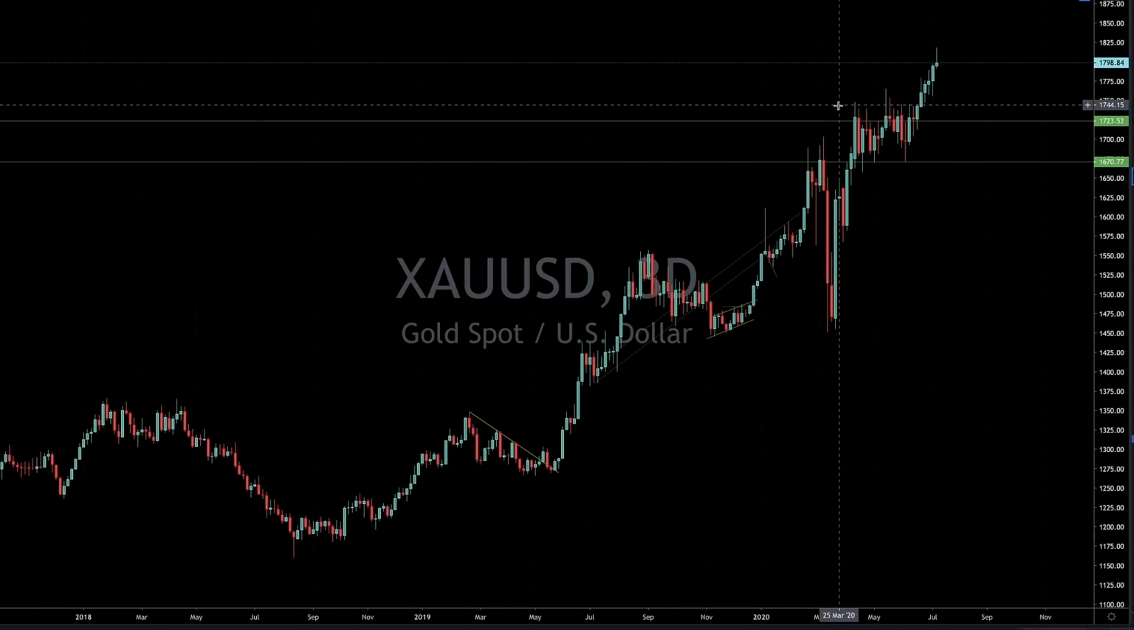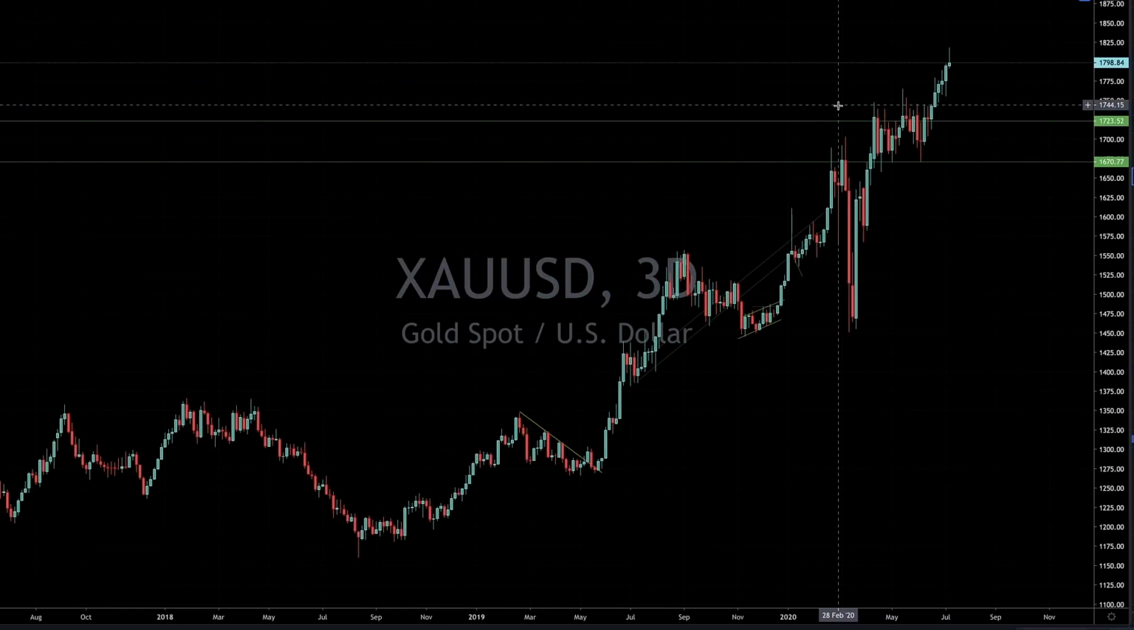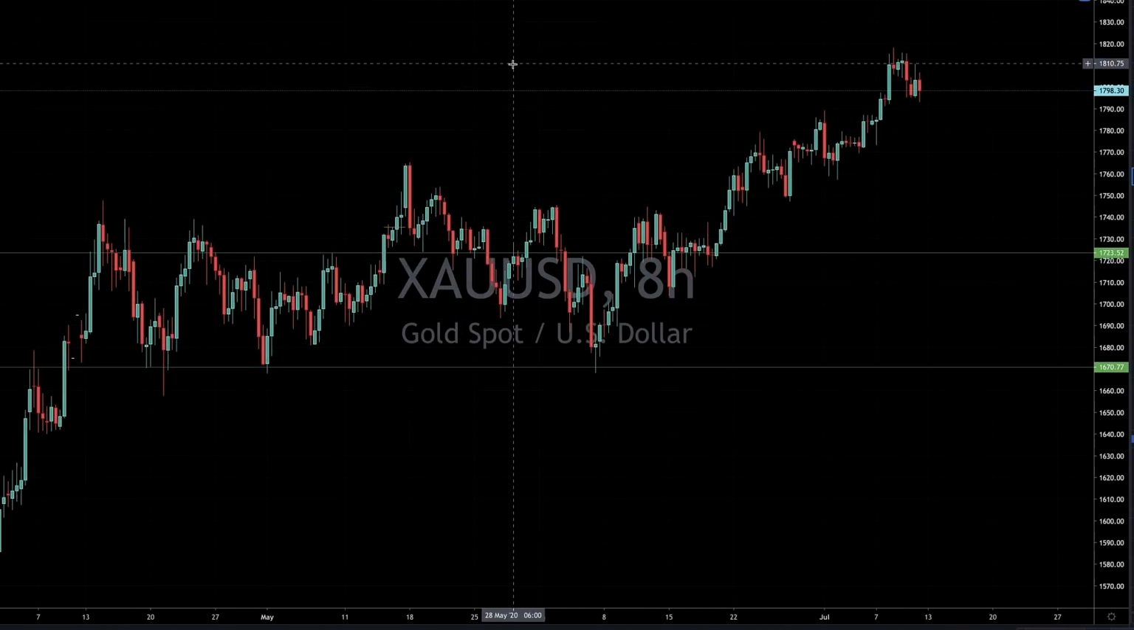Gold trading here, obviously beautiful at the 1800 level, continues to be buy on pullbacks into support. Silver as well.